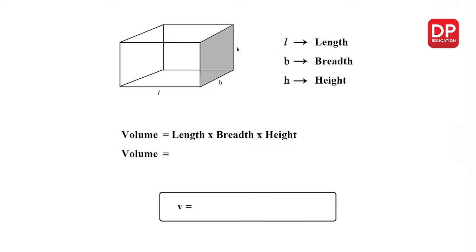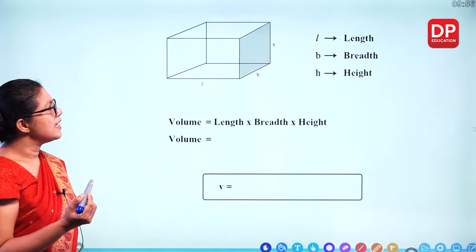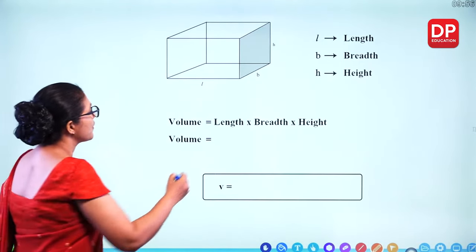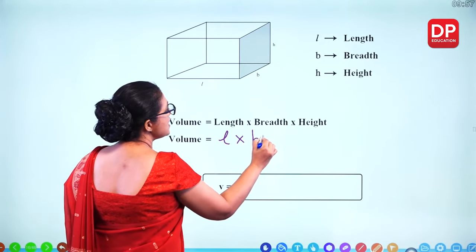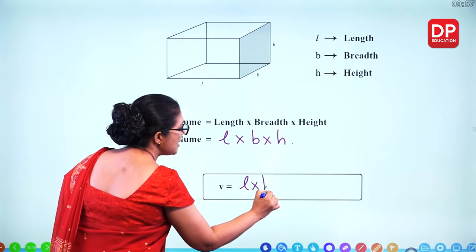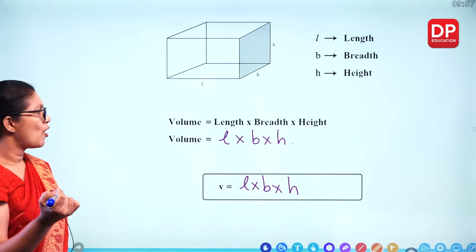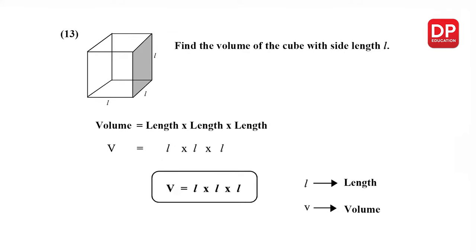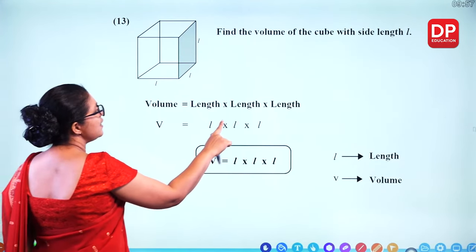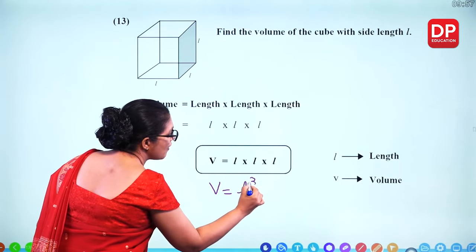So this is a cuboid. If the length is L, breadth is B, height is H. So what can you write about the volume? L, B, H. So you can write L times B times H. Length, breadth, height is the volume. If it's a cube with side length L, what can you say about the volume? L into L into L. We can simplify and write L to the power 3 as well.